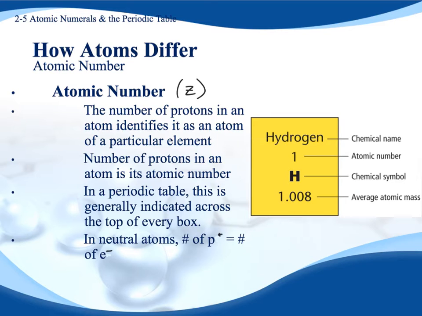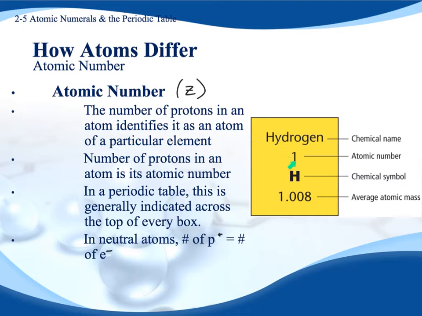This is often represented by the capital letter Z. Maybe not here in the box of your particular element, but outside of that you'll see it as a capital Z in equations or formulas or symbols. So atomic number: this is the number of protons in an atom, and the number of protons in an atom identifies it as an atom of a particular element. If you look at the top left box of the periodic table, you'll see hydrogen, and you'll see a big number somewhere on your copy of the periodic table. That tells you how many protons hydrogen has.